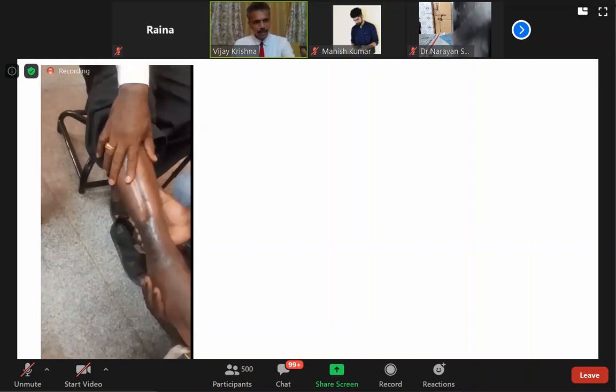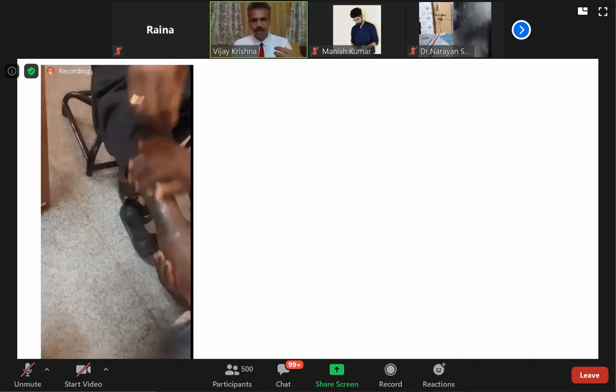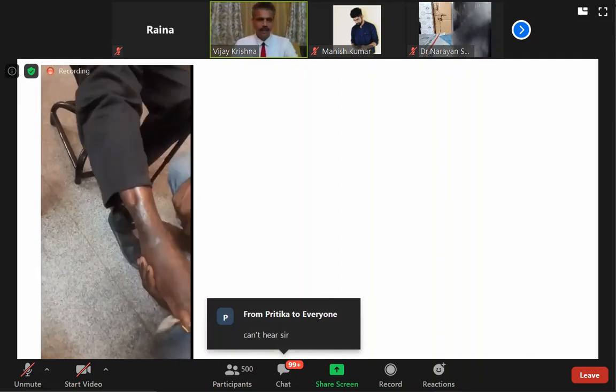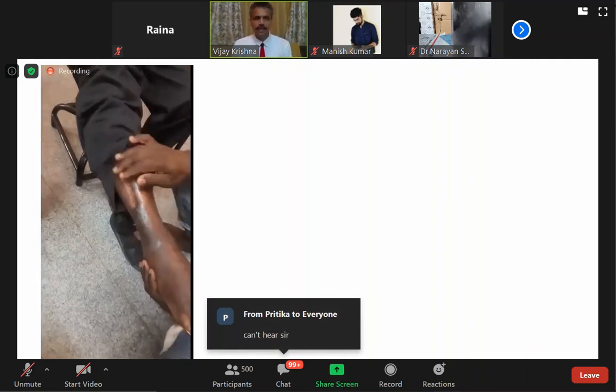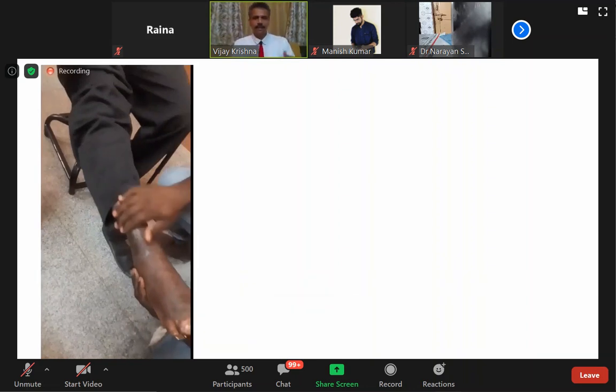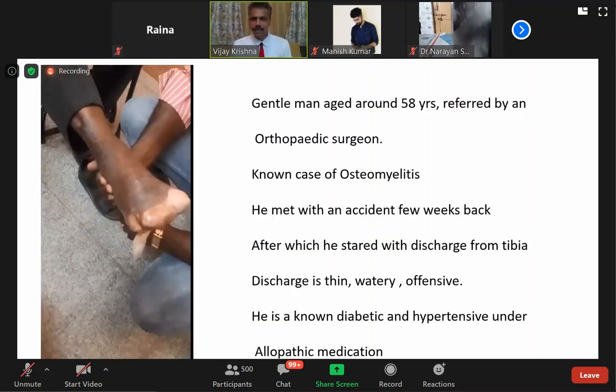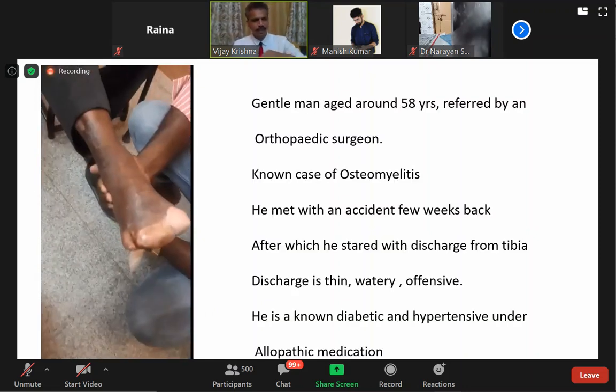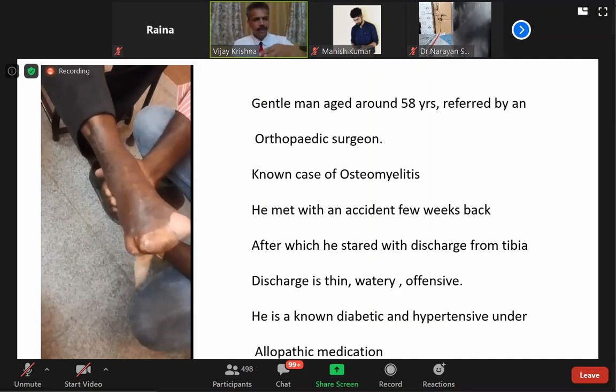After our homeopathic remedy, the entire thing he is trying to show you and explain there. That area used to ooze a lot. So that oozing has stopped and it has become dry. This is what the son is trying to explain to us. I'll just give you the background of the case. This man met with an accident. He was driving a scooter, some vehicle came and hit him, and he met with an accident.